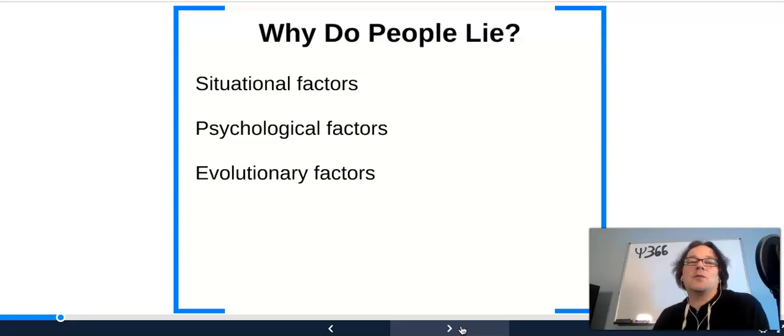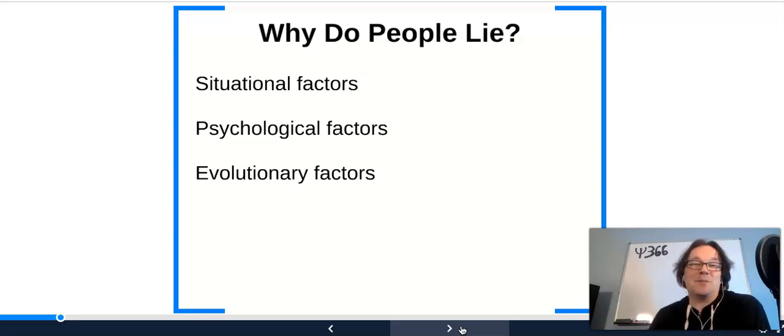As I said before, we lie to ourselves all the time, mostly to ease cognitive dissonance, to make excuses for ourselves so we don't have to change our behavior or change our sense of self.